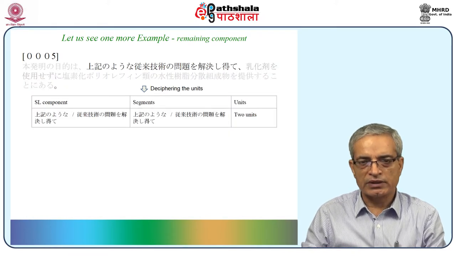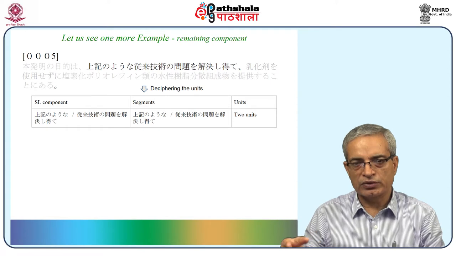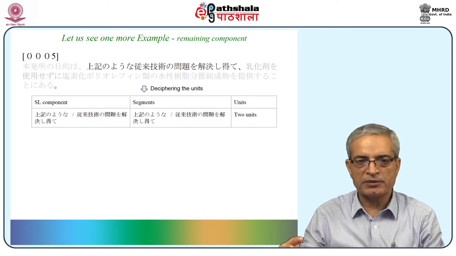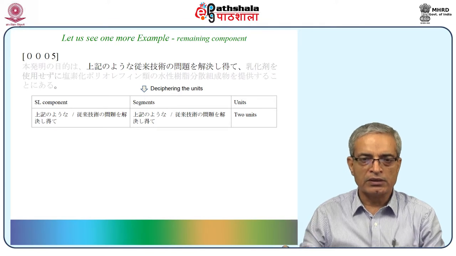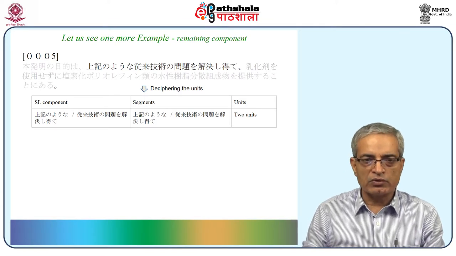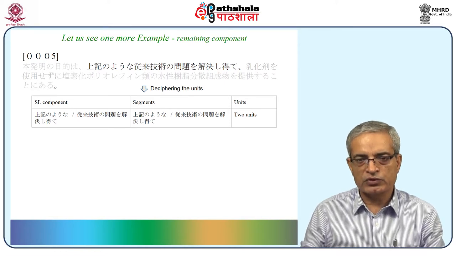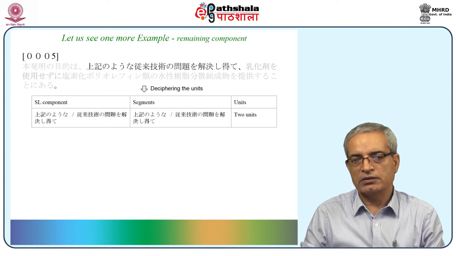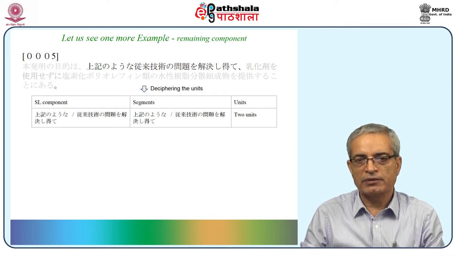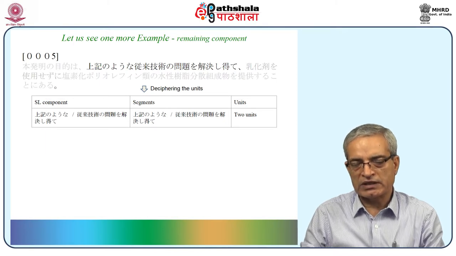And to understand it better, we will decipher the units, or you can say decipher the segments in this particular case jōki no yōna, and then jūrai gijitsu no mondai o kaiketsu shiete. These are probably two units. Jōki no yōna is a universal one, of course. Jūrai gijitsu is a domain specific unit. Mondai o kaiketsu shiete, there is some quasi element here shiete. Otherwise, mondai kaiketsu is quite universal.